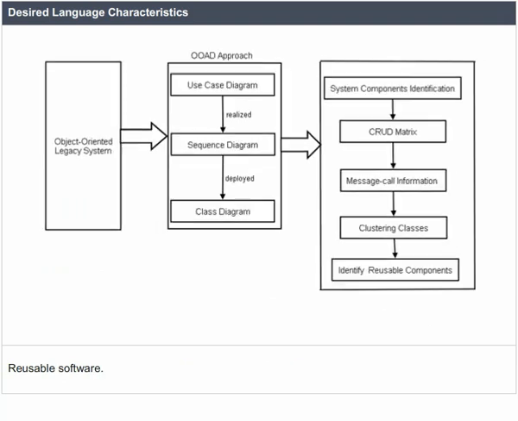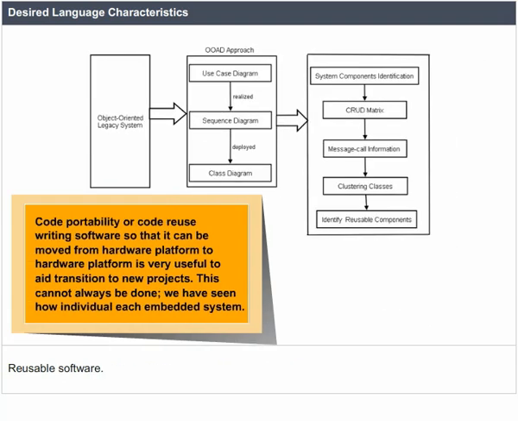Reusable software, code portability or code reuse: writing software so that it can be moved from hardware platform to hardware platform. It is very useful to aid transition to new projects. This cannot always be done. We have seen how individual each embedded system is.